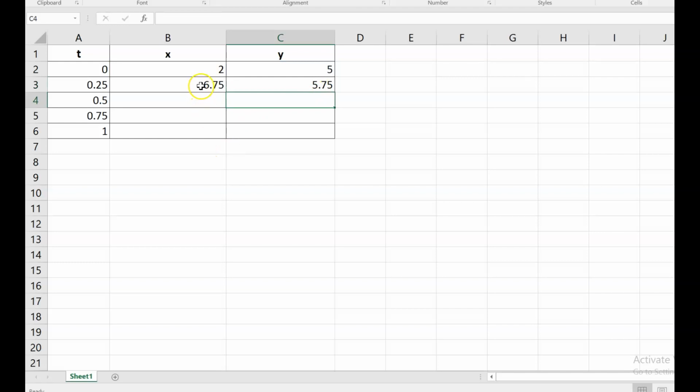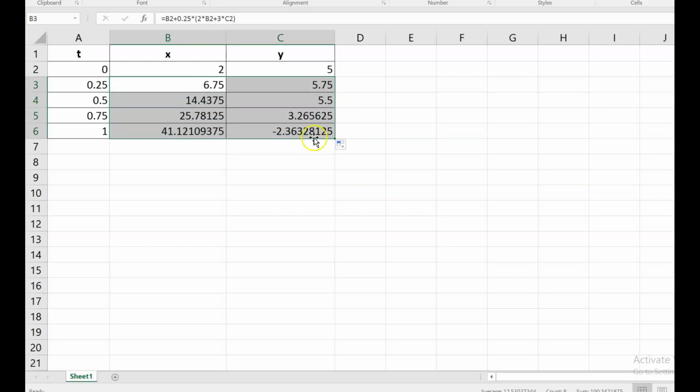Now to make Excel implement that, highlight both of those, go to the lower right corner until you get the black cross sign, and then left click and drag that down, and that's going to repeat the calculation. And we see the next one verifies what we had done, 14.4375 and 5.5 for y. And you can check the other 2 values by hand and verify that that's matching up with what we would see here in Excel. So that's how to implement Euler's method by hand and using Microsoft Excel. We'll do this also in Maple in a different video.